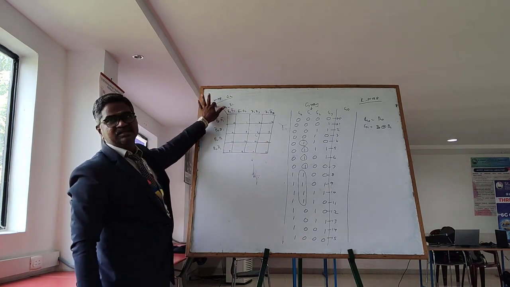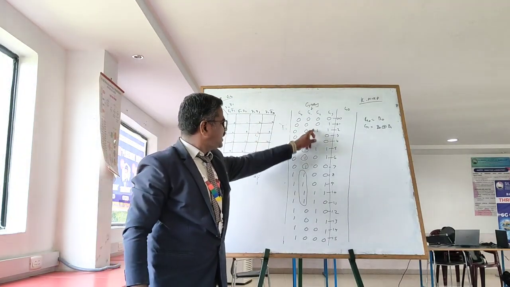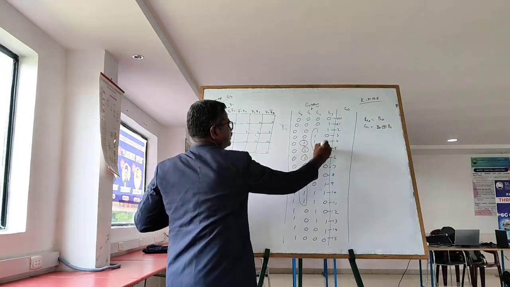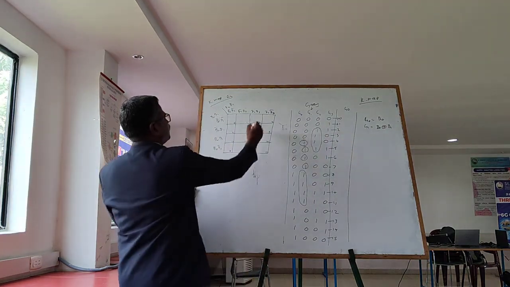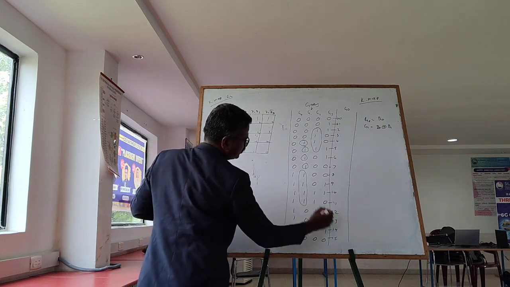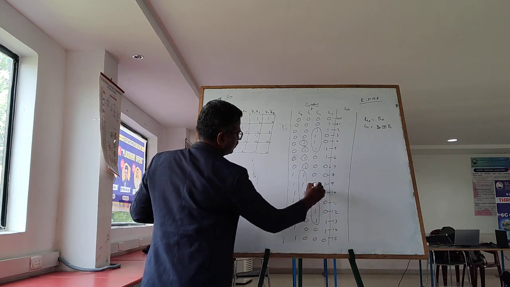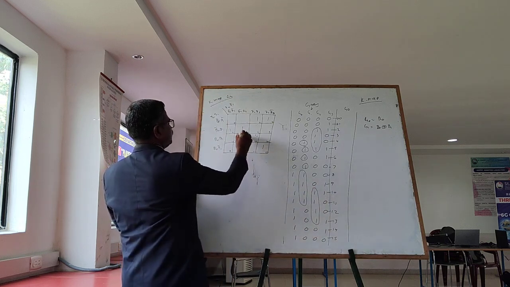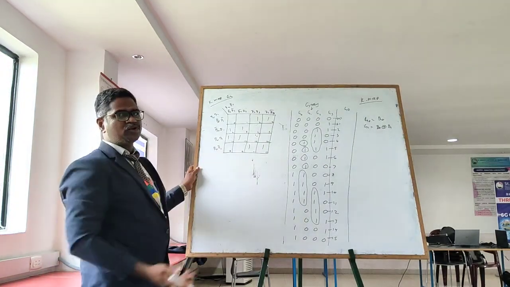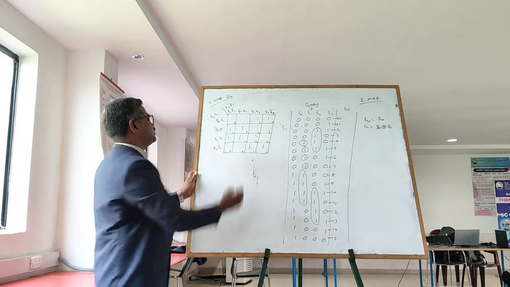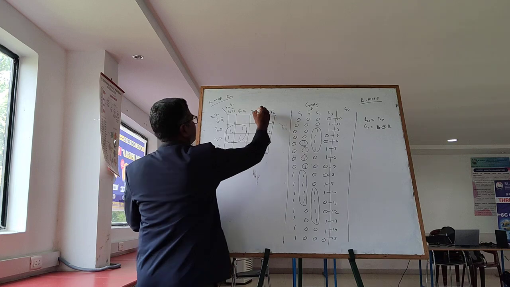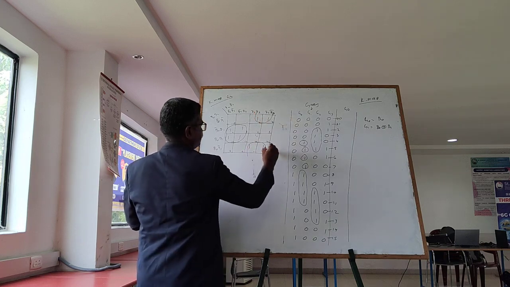Now we are on G2. Here for G2, wherever 1 is present: 2, 3, 4, 5. In 2, 3, 4, 5, I am getting 1s. So let me mark 2, 3, 4, 5. Then 10, 11, 12, 13. Now I have to do the grouping. Is there any chance of an 8 group? No. Then a 4 group? Yes, obviously. I can group these as one 4 group and these as another 4 group.